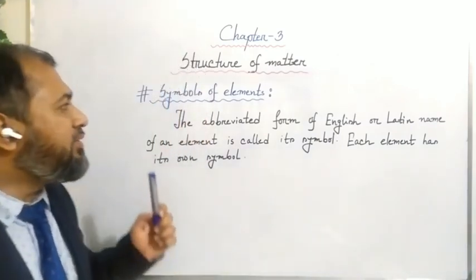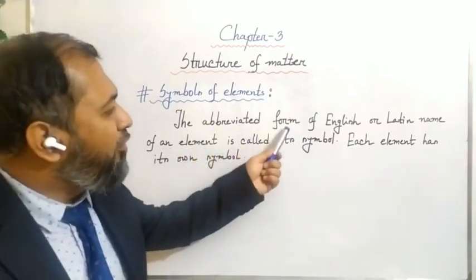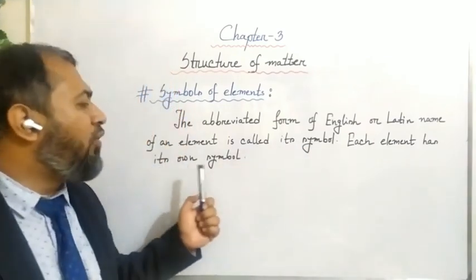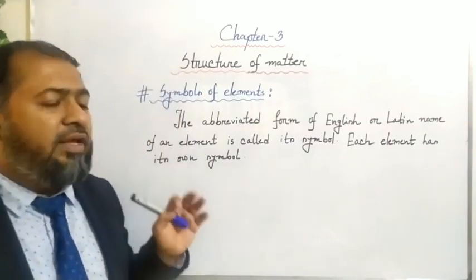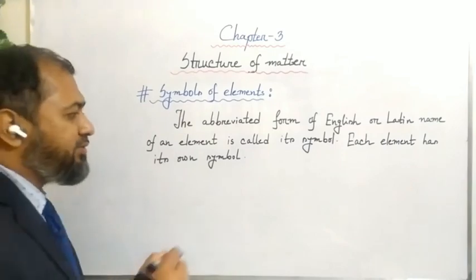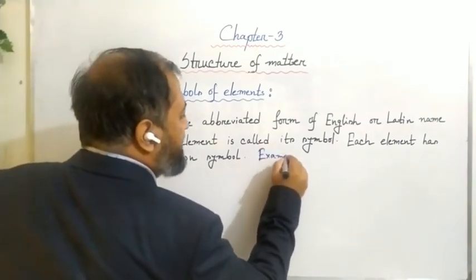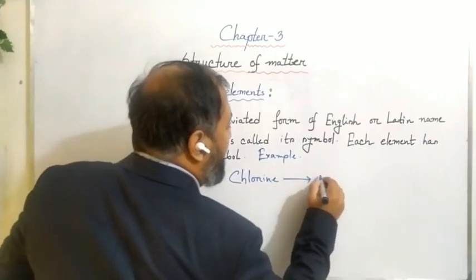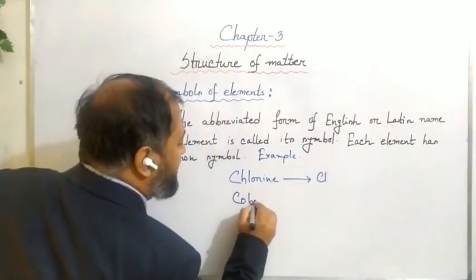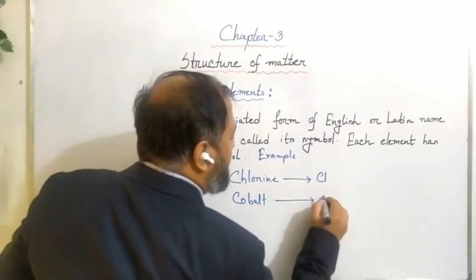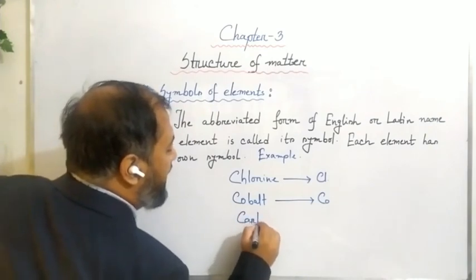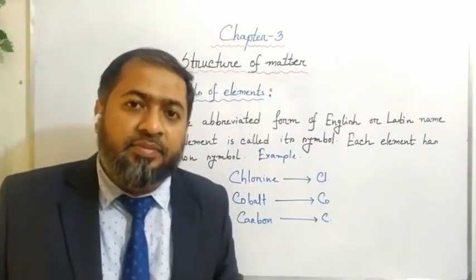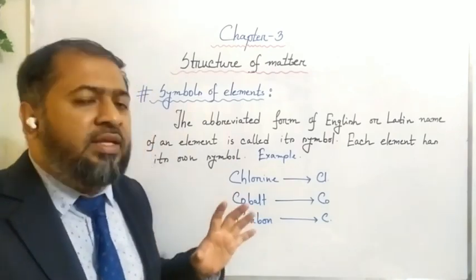So what actually is a symbol? The abbreviated form of the English or Latin name of an element is called its symbol. Each element has its own symbol. So I have written down the definition of symbol, and I'm going to give you some examples of symbols. You can see the chlorine atom. The symbol of chlorine is Cl. Cobalt element, the symbol is Co, and carbon, which is C. So these are some examples of symbols, and I'm going to discuss how these symbols are written.